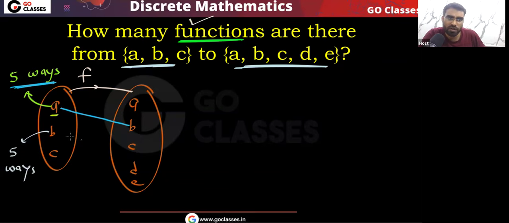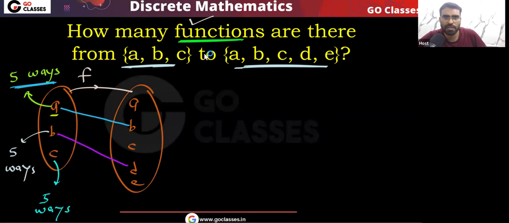I am asking for functions. Can I map B to B? Yes, I can. Yes, here also. This also possible. This also possible. This also possible. So again, there are five ways. Yes or no? Let me assume I'm mapping B to C, B to D. Now tell me, once these are done, A is done, B is done. Now, how many choices for C? Again, there are five ways. I can map like this, or I can map like this, or I can map like this, or I can map like this, or I can map like this.